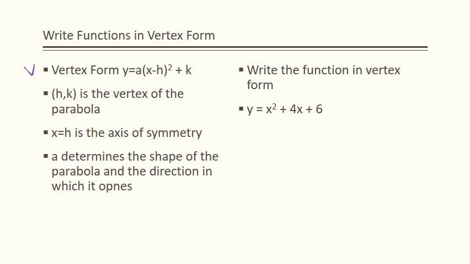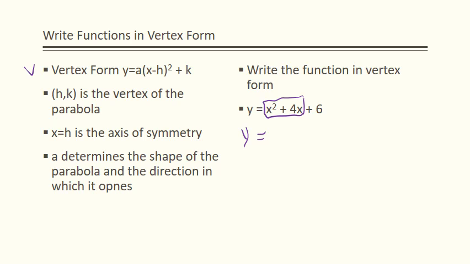And so we're asked here to write the function in vertex form. We're going to be using the tool of completing the square, and in a way we're also looking at grouping in order to do this. So we're going to take this portion of the equation, in this case x squared plus 4x, and break it down and complete the square. So let's get started. So we've got y equals.